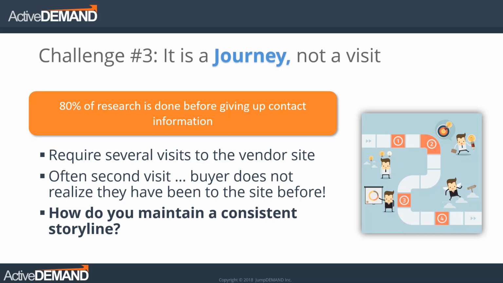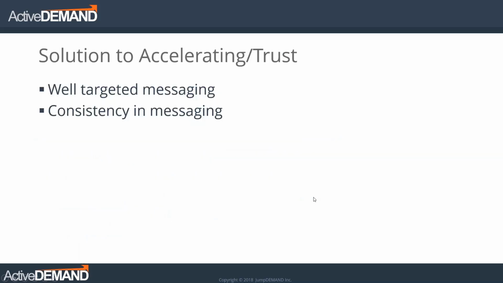And the question that we're going to be facing, whether we're doing multiple channel marketing or single channel marketing, is how do we maintain a consistent storyline through the multiple touch points the prospect has with us? What is their journey, and how does the journey relate to our messaging? And in order to build trust, we have to maintain consistency.